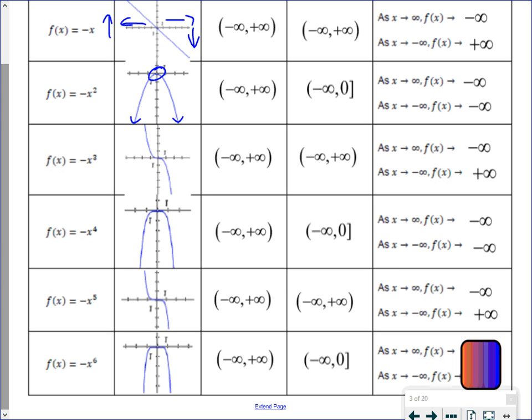The only thing that changed are the end behaviors. They flipped. So now as x is going to infinity, f of x is going to negative infinity. As x is going to negative infinity, f of x is going to positive infinity.